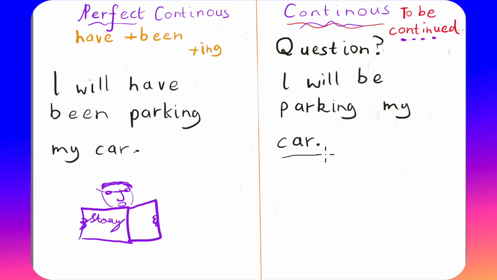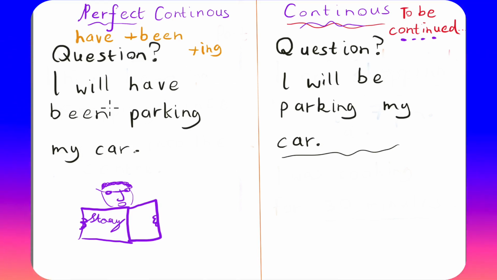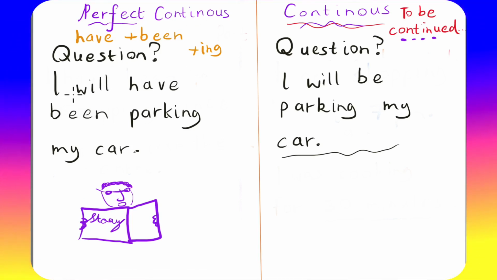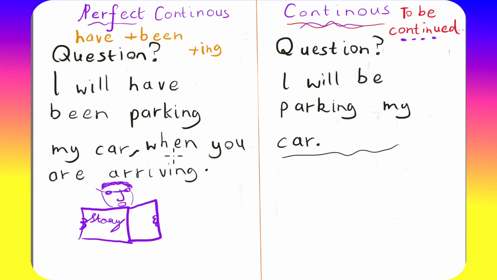Although we're being very specific about what and when this will happen. If the question was asked, what will you be doing? I will be parking my car. However, here, if we asked the same question and we used the perfect continuous, what will you be doing? If we use I will have been parking my car, we must also follow it with something we will complete. I will have been parking my car when you are arriving.